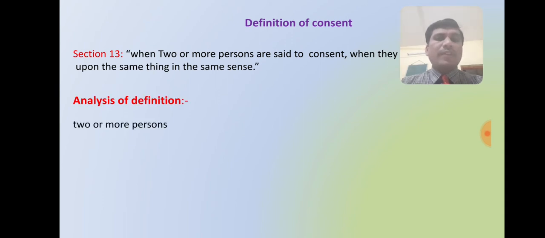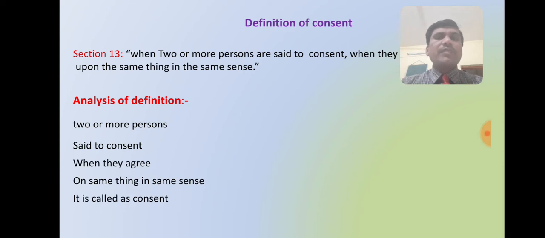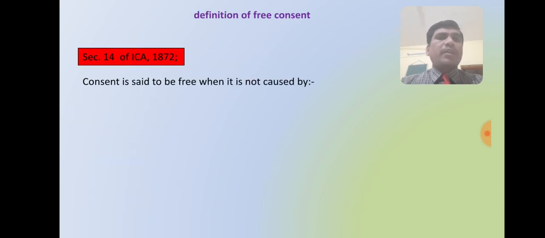So in the analysis of the definition, the essential requirement is that two or more persons are said to consent when they agree on the same thing in the same sense. It is called consent. So as per section 13, consent is a very important aspect. Next, friends, we will discuss the definition of free consent.